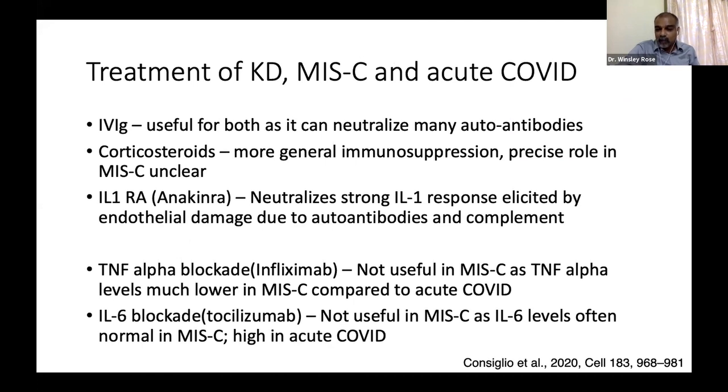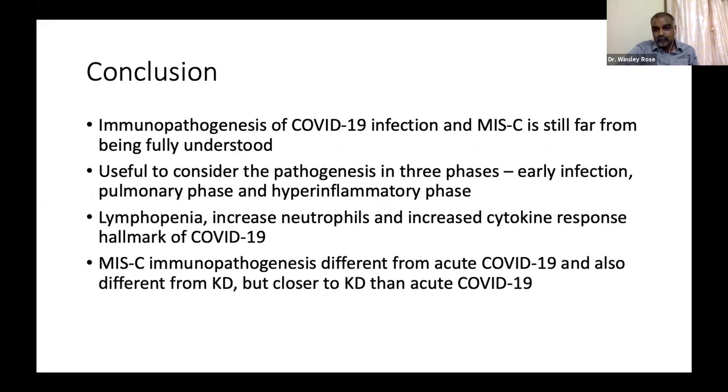Now, TNF-alpha blockade is useful in acute COVID, but not useful in MIS-C because TNF-alpha is not produced much in MIS-C. Similarly, IL-6 blockade, I mean, we are all used to using tocilizumab, which is a good drug for acute COVID, but not MIS-C because IL-6 levels are often normal in MIS-C.